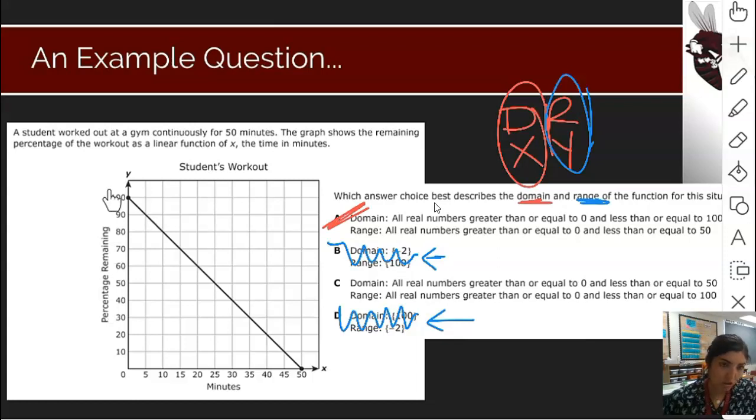So the range is all real numbers greater than or equal to 0. Here's the bottom, it's at 0. Yep, and less than or equal to 100. Yeah, the top is at 100.